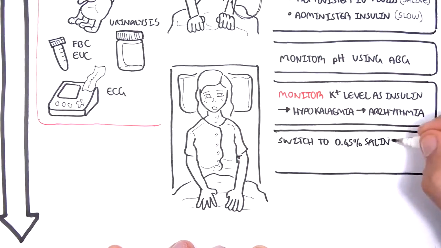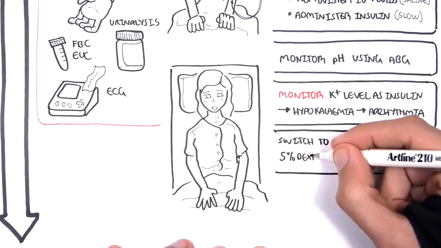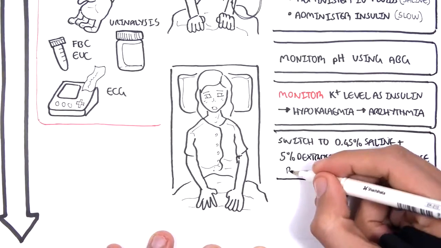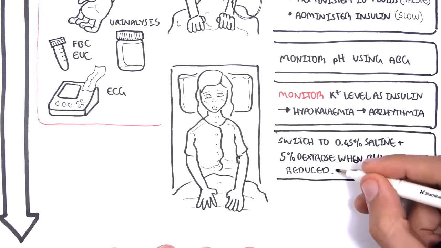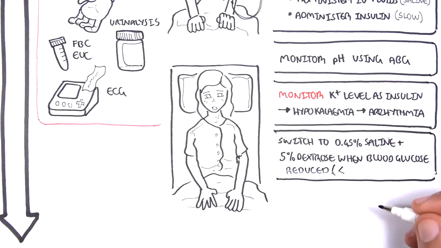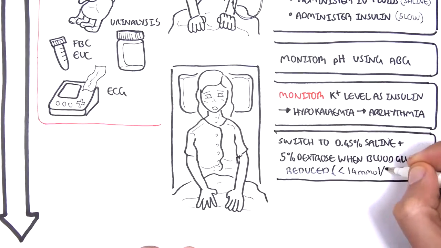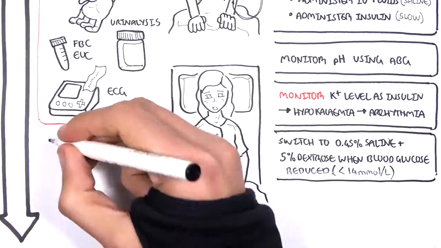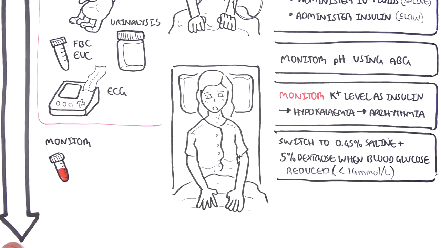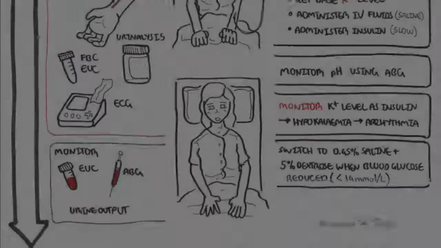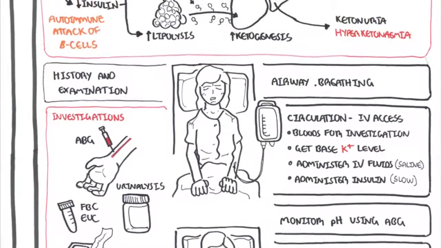After a while, you can switch the fluids to 0.5% saline and 5% dextrose. This is done when blood glucose goes down to at least about 14 millimoles per liter, let's just say. Again, for diabetic ketoacidosis, monitoring is essential. Monitor bloods, EUCs, perform ABGs to check for pH, and monitor urine output, and also the changes in urine pH, glucose, and ketones.